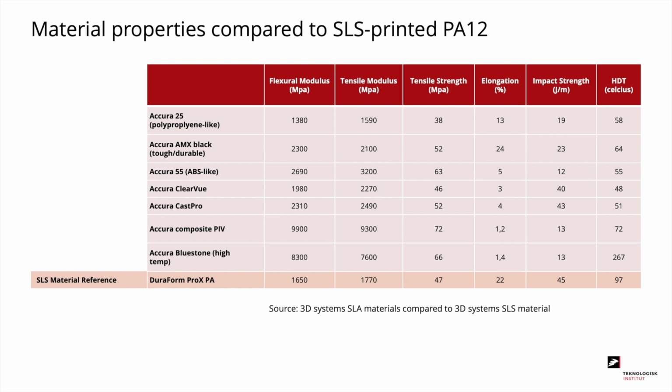If we compare material properties for resins to SLS printed PA, we see, for example, that elongation and impact strength are typically lower. It is possible to find resins where these properties are higher, but then other properties will be lower. So it's important to choose the resin with the properties that fit your part.